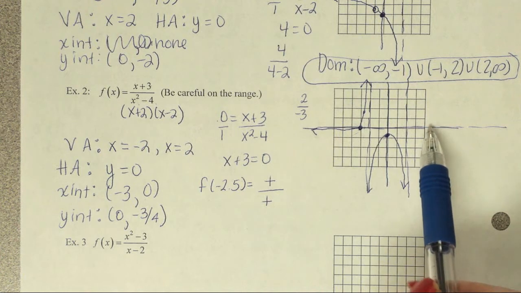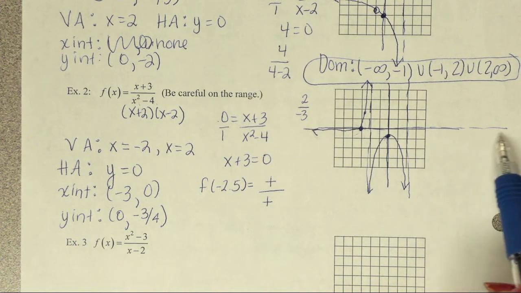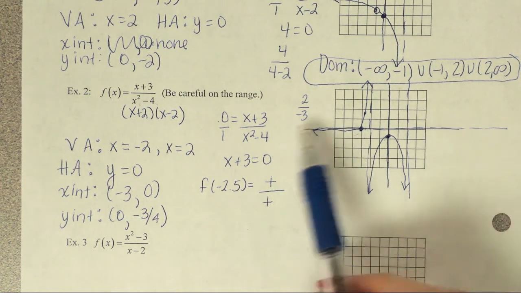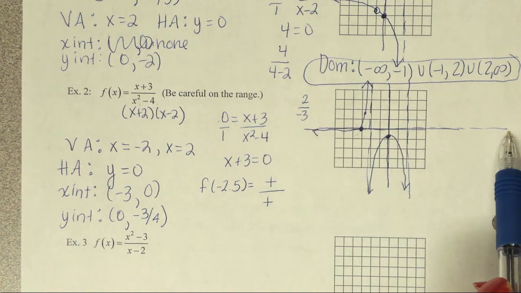And the same thing's going to have to happen here. It's either going to come out here and approach 0, or it's going to come out here and approach 0. That's all a horizontal asymptote does, is it tells you the end behavior of the graph. It tells you what's happening at the ends.